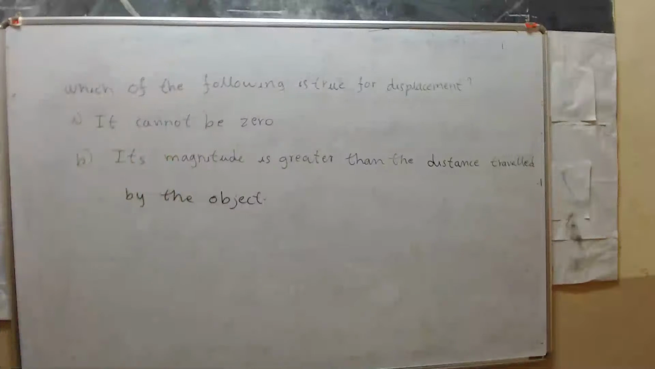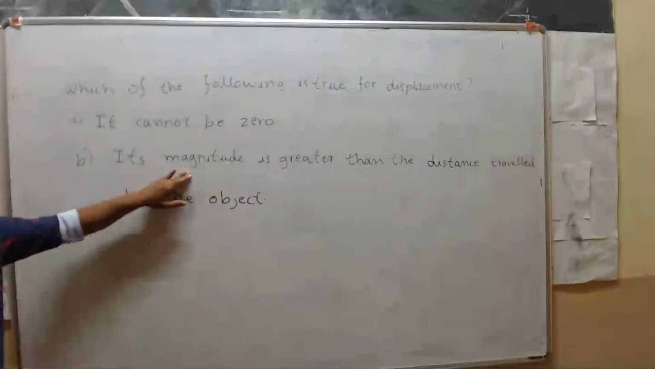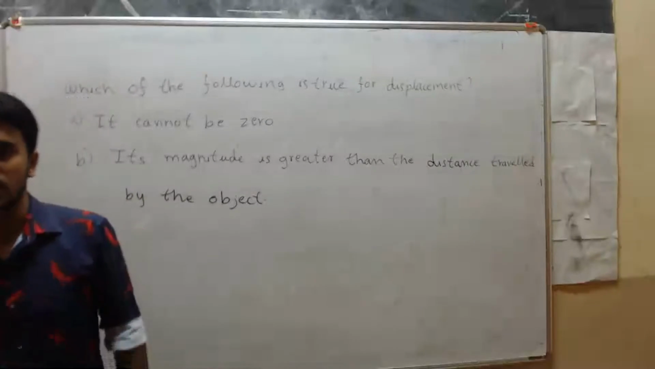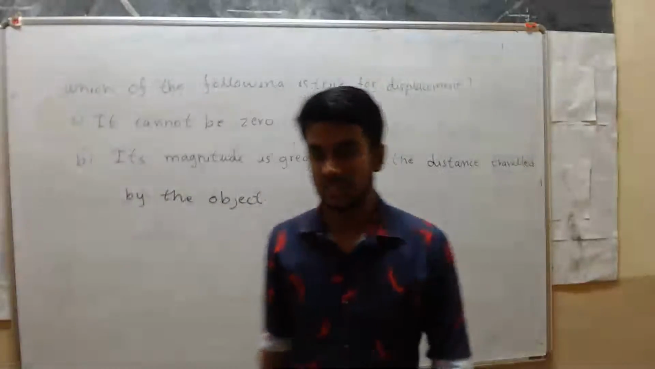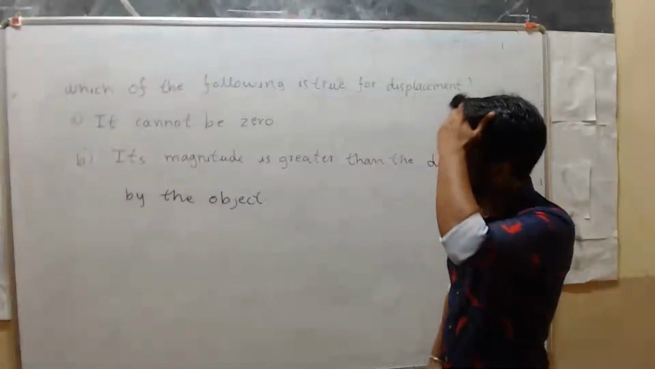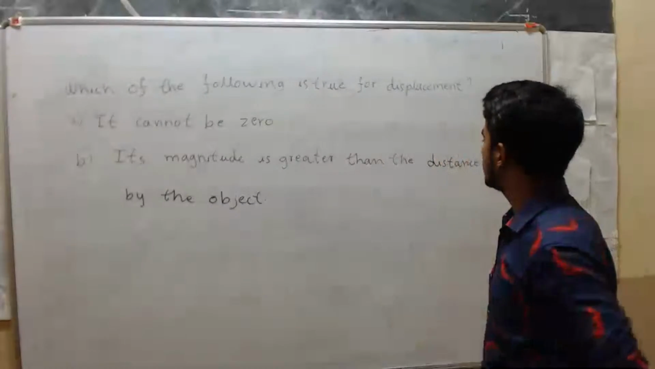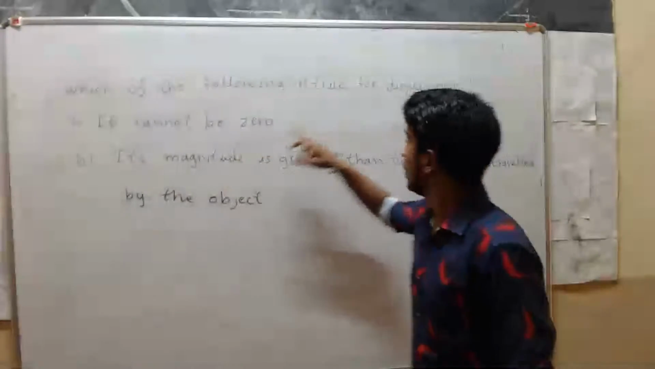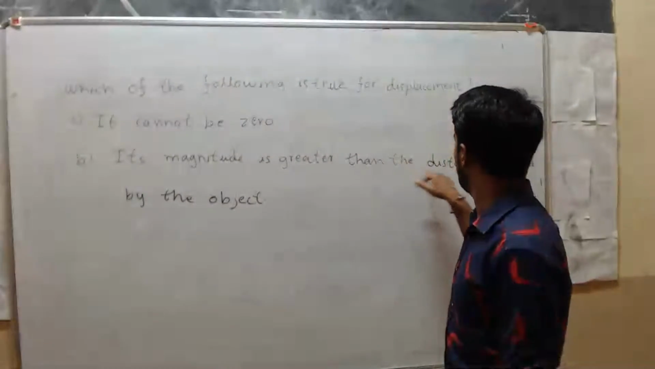Quick. Sandhya Kulkarni answered B option. What is that B option? Which of the following statements is true? Do you think that the second one is true? Its magnitude is, see, magnitude means what? A numerical number. For example, say 10 meter, 5 meter, 10 seconds, or 30 degrees Celsius. So we call that magnitude. So here, its magnitude is greater than the distance traveled by the object. Its magnitude means the value of the displacement is greater than the distance.